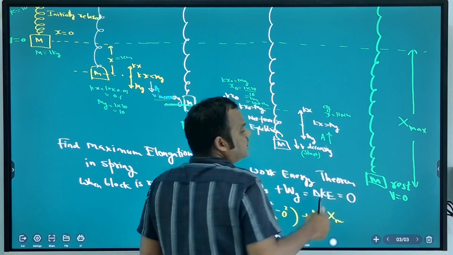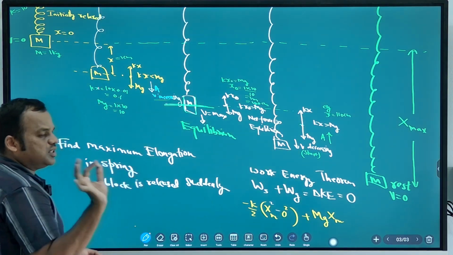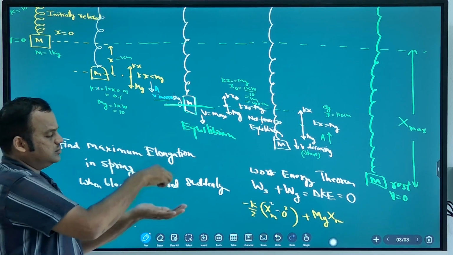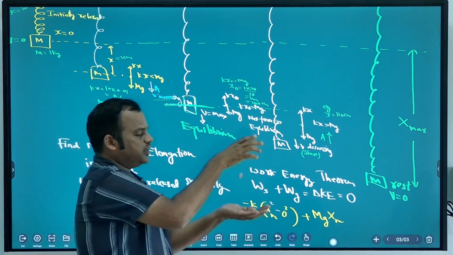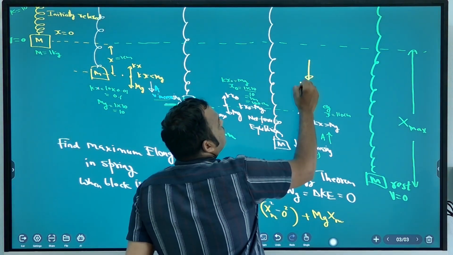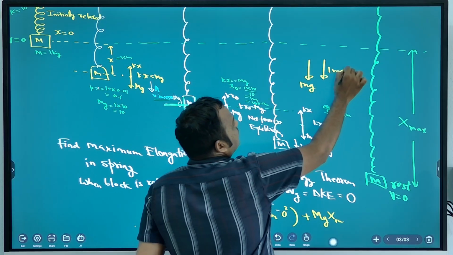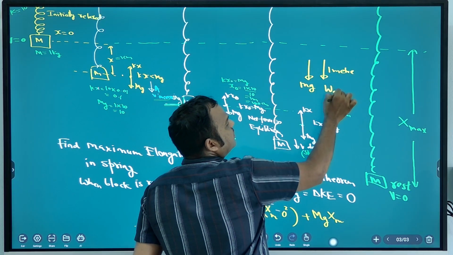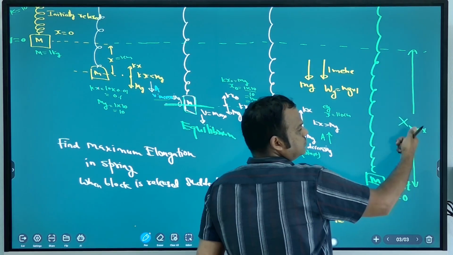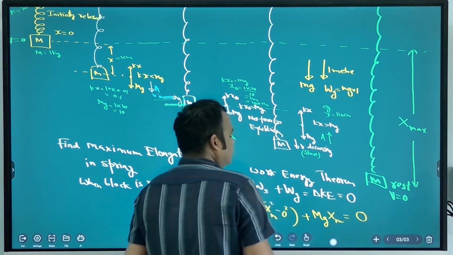This is the height. Suppose this is the block and it is falling by 1 meter. What is the work done by gravity? Force into displacement. Force is mg, displacement is 1 meter. So the work done by gravity is mg into 1. Now here the displacement is x max, so the work done by gravity is mg into x max. The total work done is equal to 0.